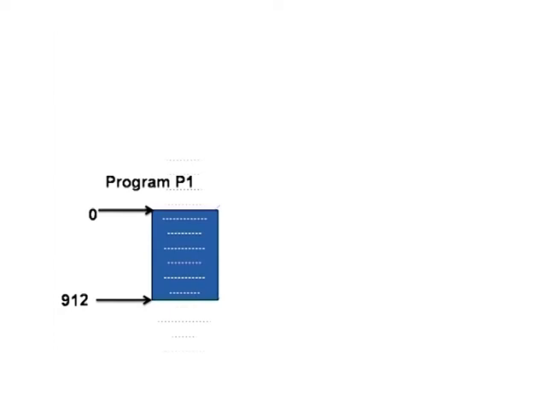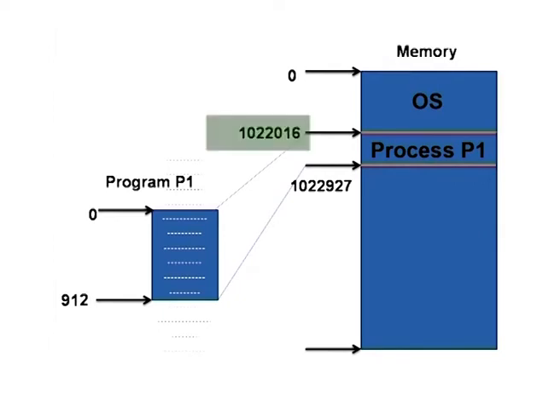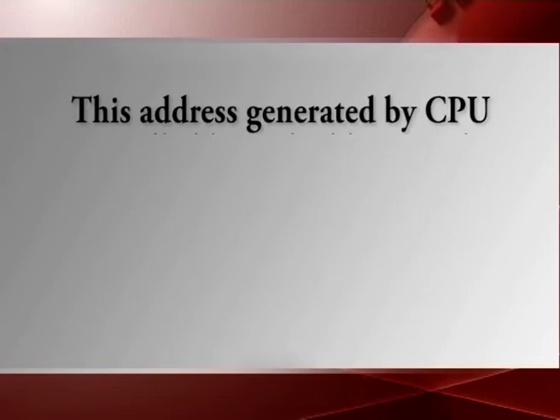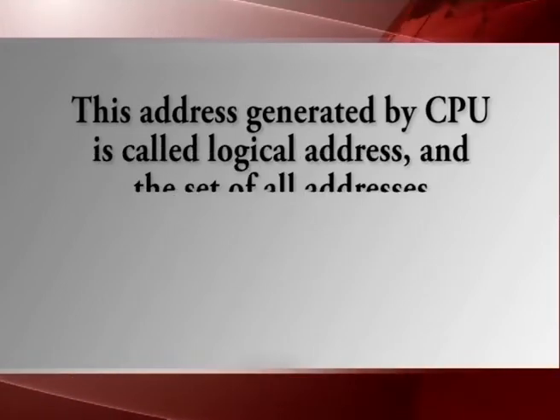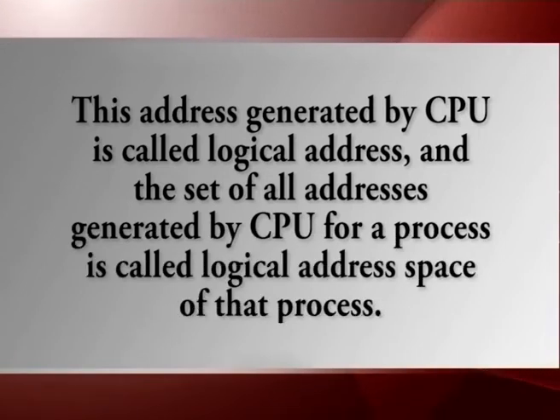The same program, when loaded in memory, takes some space in memory from 1022016 to 1022927 and becomes a process, as shown in the figure. Now, if the CPU refers to any instruction of this process, it will generate an address within the range of 0 to 911, otherwise it will trap. The address generated by the CPU is called a logical address, and the set of all addresses generated by the CPU for a process is called the logical address space of that process.